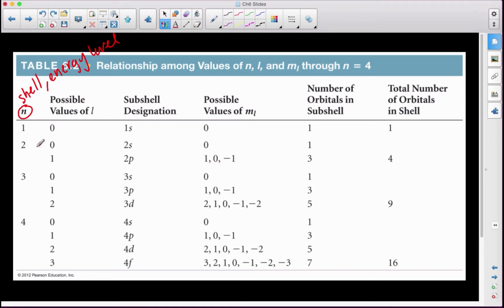Now, every n has a certain number of possible values of L, where L is the angular momentum quantum number. All right. And again, we have some numbers here, right? And this ranges from 0 up. This starts from 0 and ranges to however many my shell has, right? Which is why shell 1 can have one possible value. 2 has 2, 3 has 3, 4 has 4. Okay? And note that these values correspond to subshells, right?